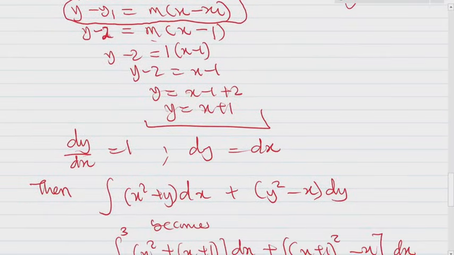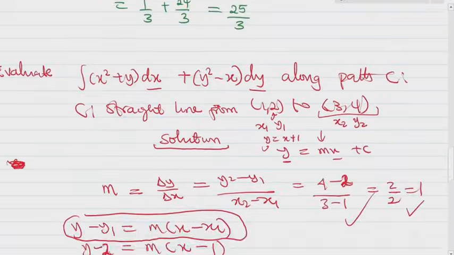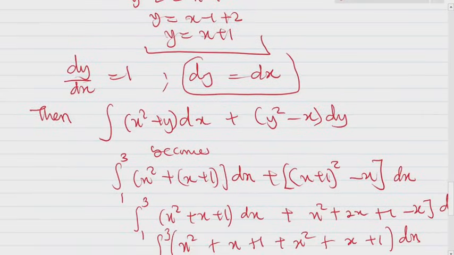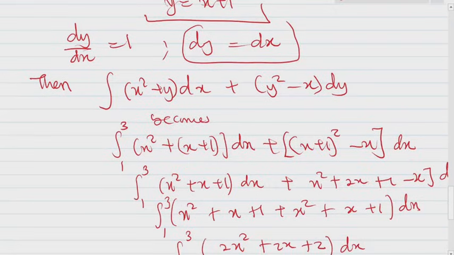You just have to find the dy/dx so that I can express the y in form of the x. And then you go back to your equation, your integral, and then you change all the y to x. So y here is what? x plus 1. y squared will be (x plus 1) squared minus x. dy is now equal to dx, you put it. So you can now integrate.